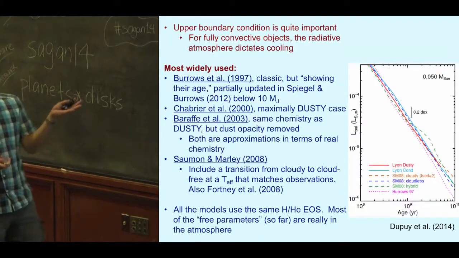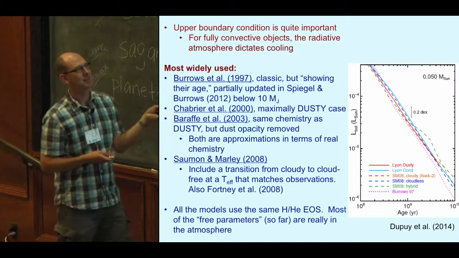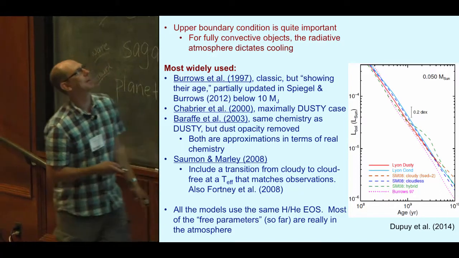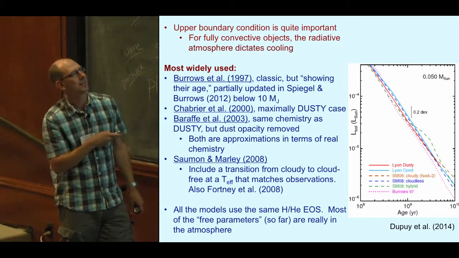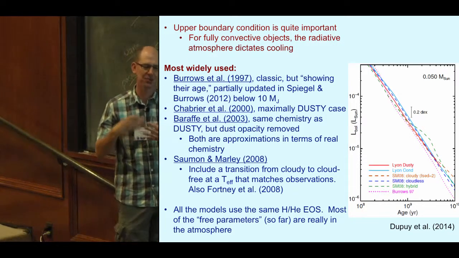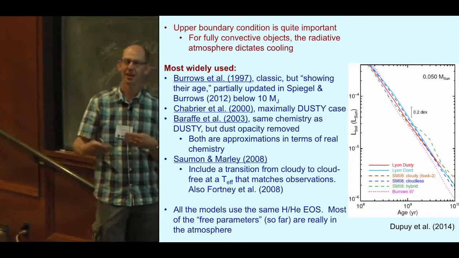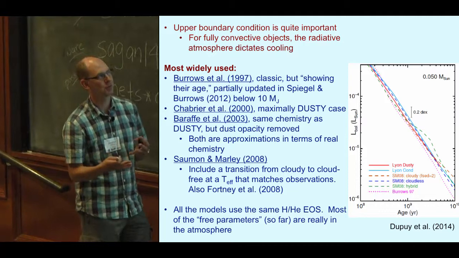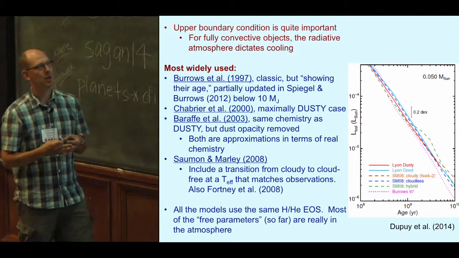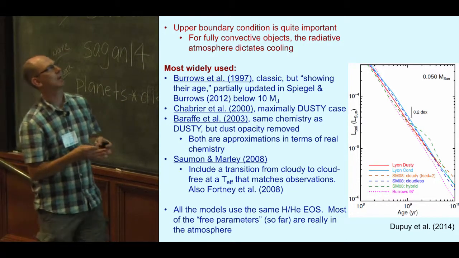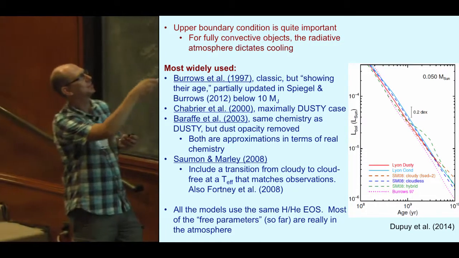So there's a lot of different models you can use. I don't want to spend a ton of time on this, but I thought I'd give it a slide. Again, the upper boundary condition is important. And so that actually kind of tells you about the generation of model that you're using. These evolutionary models for brown dwarfs go back to probably Burrows et al. 1993 and probably before. So the most commonly used ones are here.